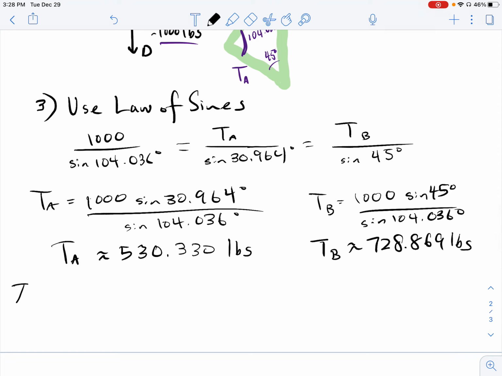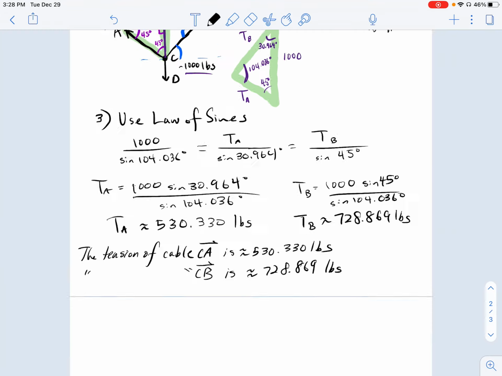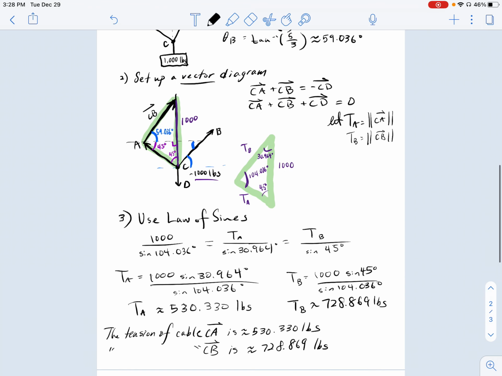So we'd say the tension of cable CA, C going to A, is approximately 530.330 pounds. And just for the sake of time, I'll just bring that over. The tension of cable CB, or C going to B, is approximately 728.869 pounds. So this is a great problem because it uses both vectors and our understanding of vectors, as well as the law of sines to measure the tension of a system that is a static system with tension.